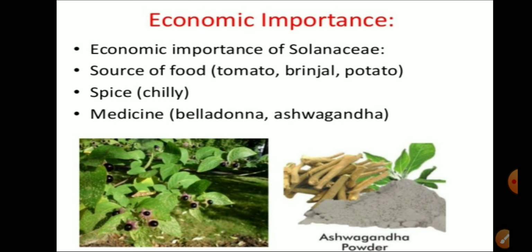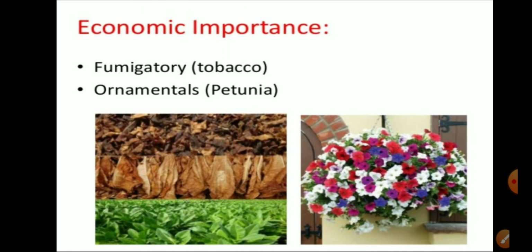Economic importance of Solanaceae, that is a source of food. It includes tomato, brinjal, potato, and some spices, that means it includes chili. It is also the source of medicine, that is ashwagandha is an example of this family. Some other economic importance are that it also produces fumigatory products like tobacco and ornamental products, that is petunia.